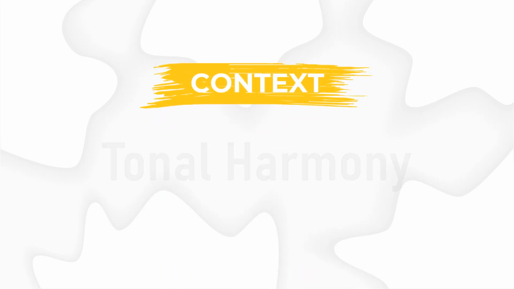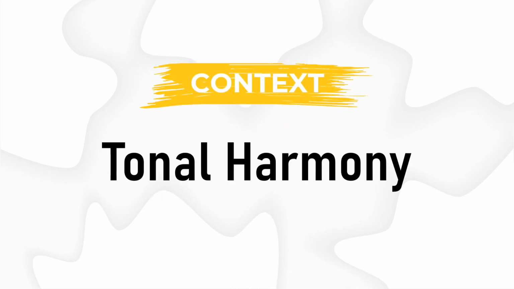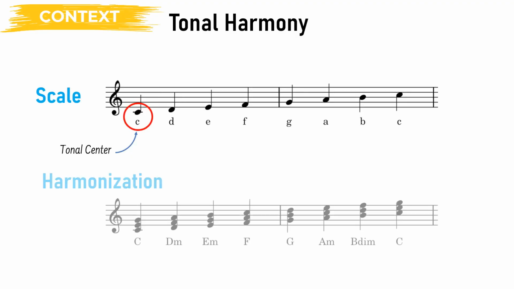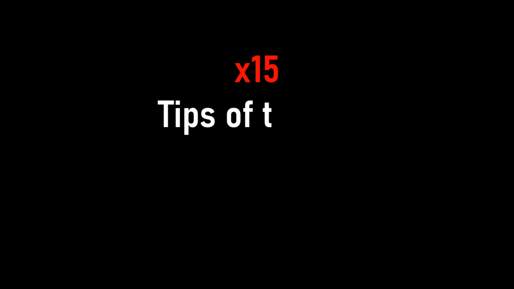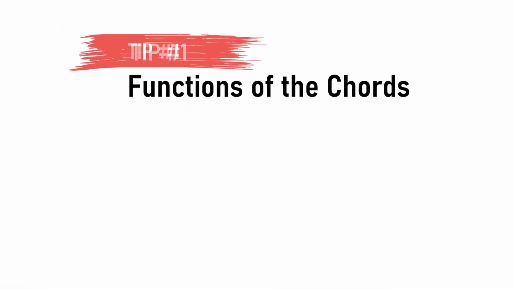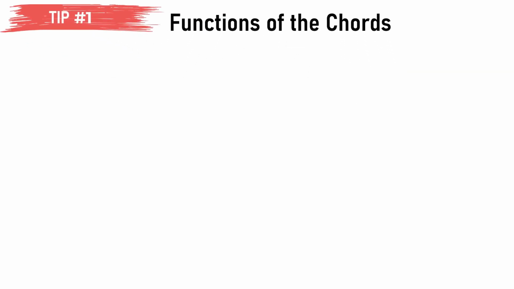First of all, the context in which we will make the analysis of a song is the tonal harmony, which is based on the tonal center, from which a scale is developed, and from which we proceed to harmonization through triads. In this context, music harmony theory is based on the fact that the chords have a rule, a function. We have just 3 functions.